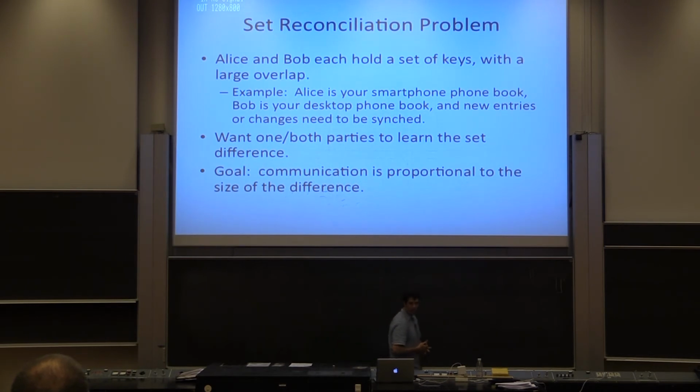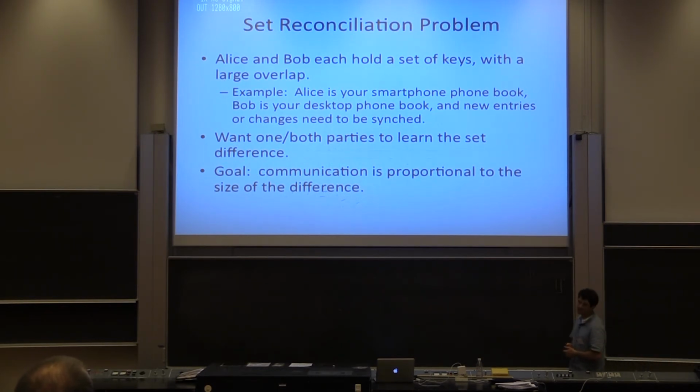So a related problem is the set reconciliation problem. This is sort of the database version of this problem. Alice and Bob each hold a set of keys with a very large overlap. We could think of this as a distributed database problem where you have copies of the database, but they're loosely synchronized. Some keys get added to one database, some keys get added to the other database, maybe some get deleted as well.